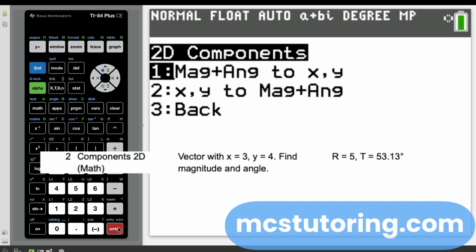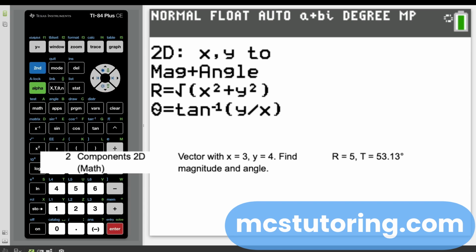We're going to have a vector with components x equals 3 and y equals 4. Find its magnitude and direction angle. So we're in 2D components. We're going to select option 2, which is X, Y to magnitude plus angle. So you can press 2, or you could scroll down and press enter, either way. Okay, and again, it gives you the formula. So 2D X, Y to magnitude plus angle. R is the square root of X squared plus Y squared. And theta is inverse tan of Y over X.